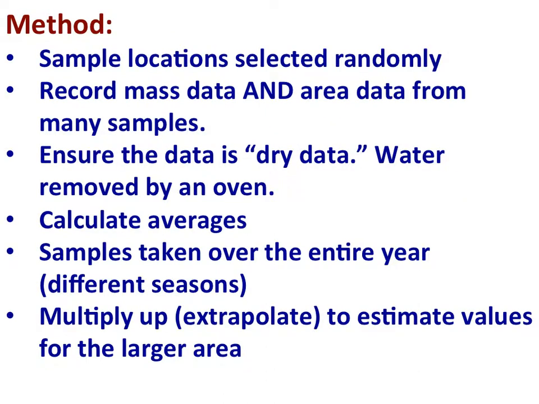Now let's evaluate methods for estimating biomass at different trophic levels in an ecosystem. Sample locations should be selected randomly. Record mass data and area data from many samples. Ensure that the data is dry data. Water must be removed by an oven. Calculate averages. Samples are taken over the entire year to account for the different seasons, and then multiply up, extrapolate, to estimate values for the larger area.